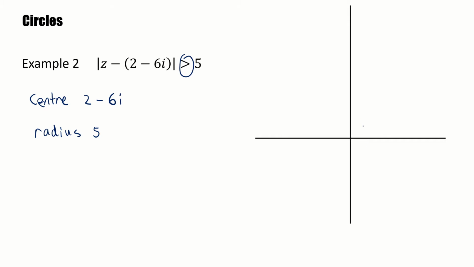So therefore we are going to say, okay, there's 2, and there is, let's say, minus 6. And then we're going to draw the circle, but instead of drawing with a solid line, we're going to do a dotted line, because it doesn't include the equals. So there we go, a bit of notes to add.